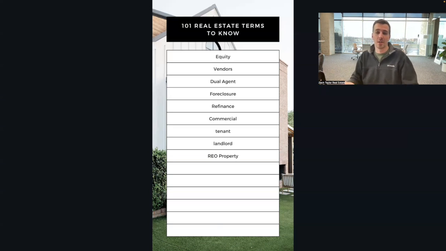So those are tenants. REO property, that is a bank-owned property. Again, in a foreclosure situation, they've taken over. It's now a real estate-owned property. It's a bank-owned property. So those are different terms. I'm going to go get a glass of water because that's a lot of them.